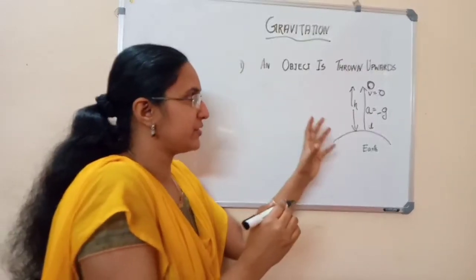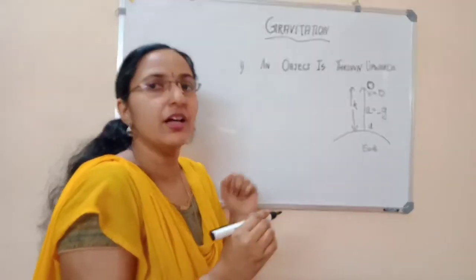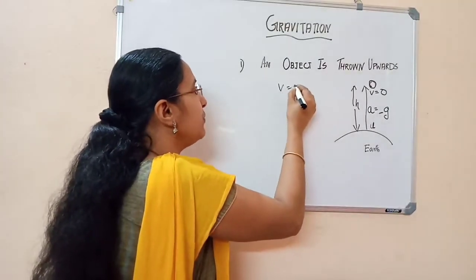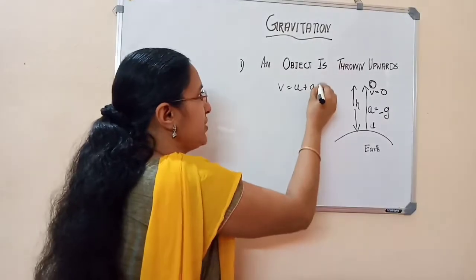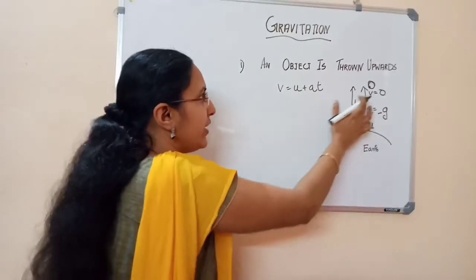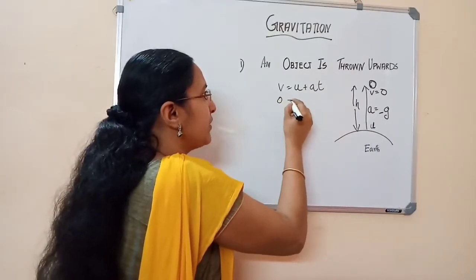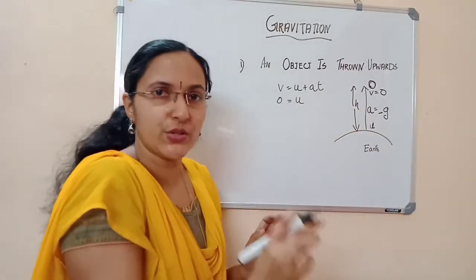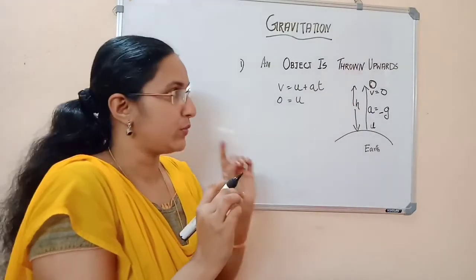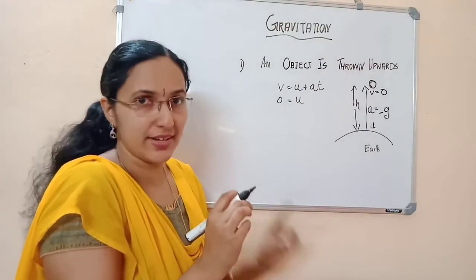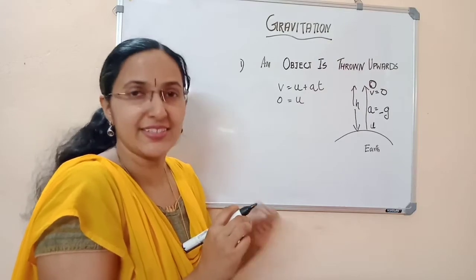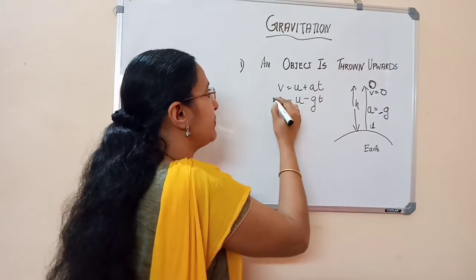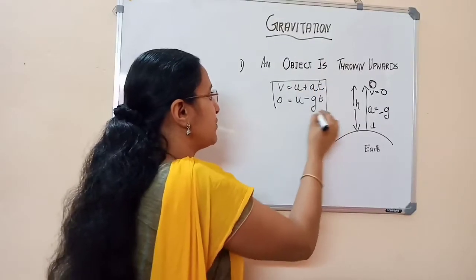So by using these letters, we can write the equations of motion. The first equation of motion is v is equal to u plus at. You know that here v is equal to 0. Therefore u is there, and instead of acceleration, you can write g. But what about the sign of g? Is it negative or positive? It is negative. You can write u minus gt. So this is the first equation of motion.